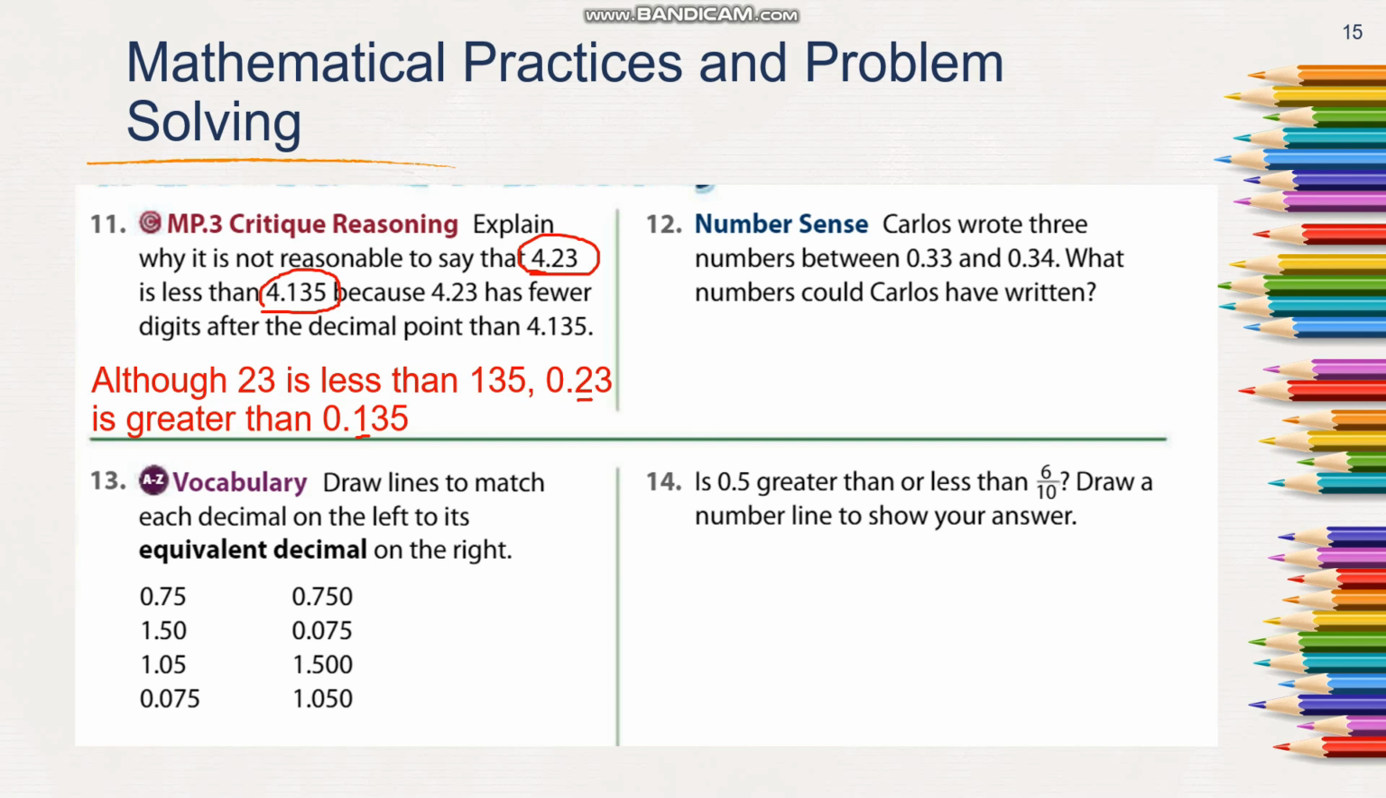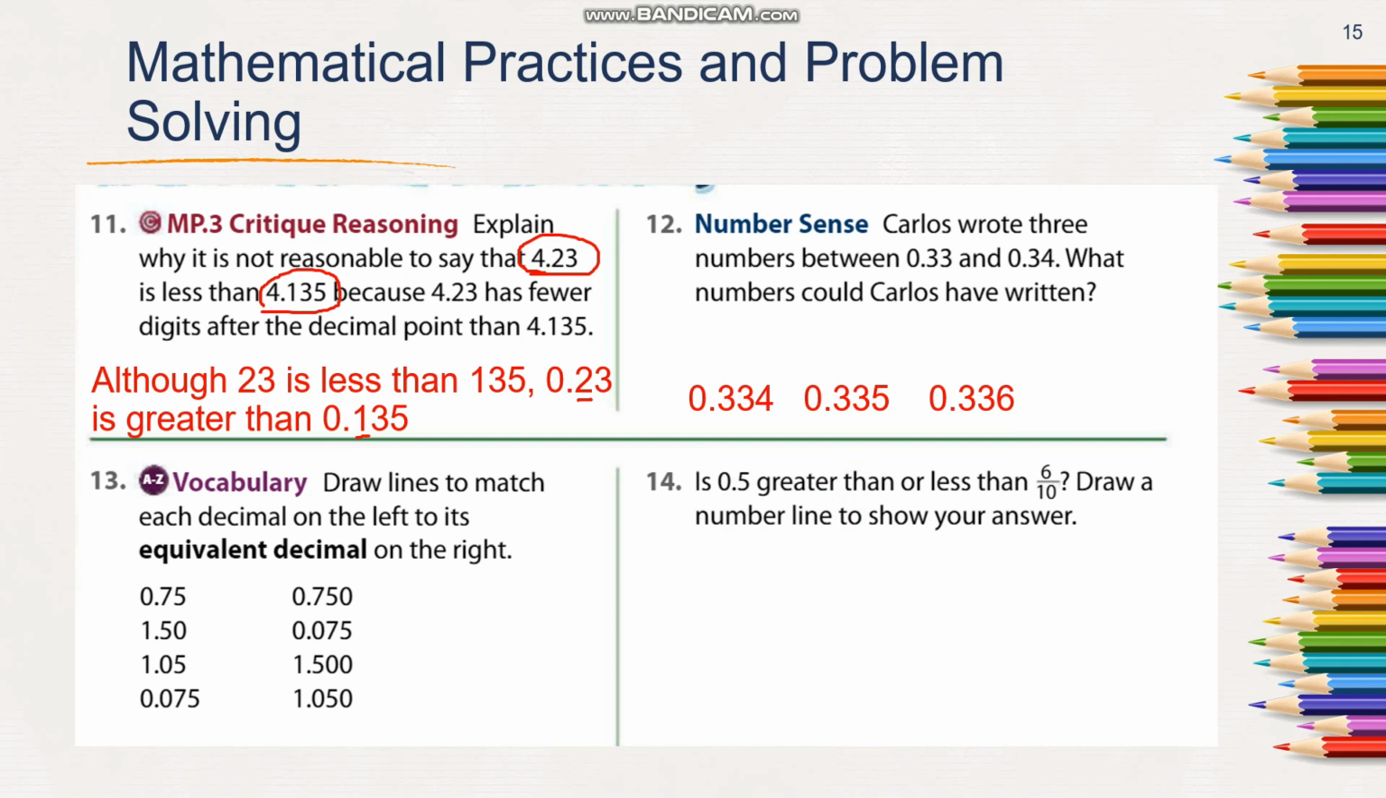Number 12. Carlos wrote 3 numbers between 33 hundredths and 34 hundredths. What numbers could Carlos have written? So the possible answers are 334 thousandths, 335 thousandths, and 336 thousandths.